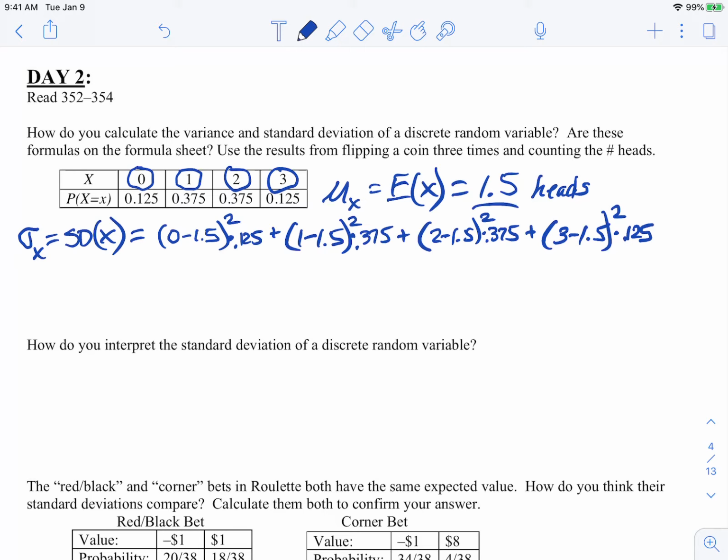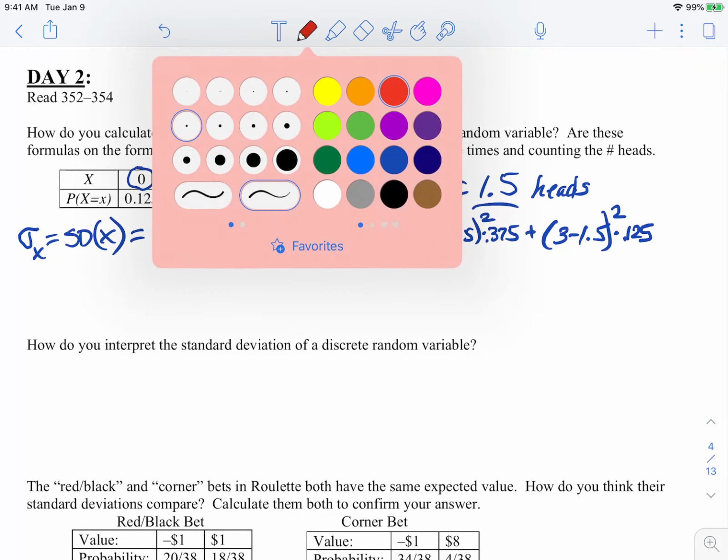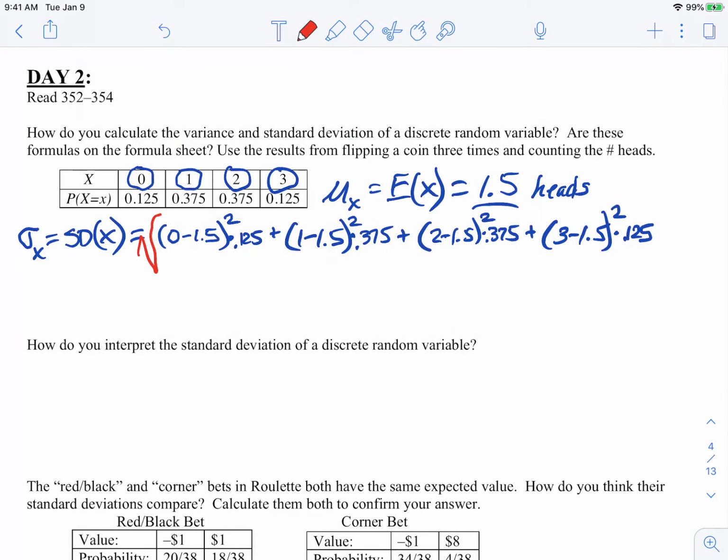That right there, if we left it as is, would be the variance. But we want standard deviation. So because we want standard deviation, we're going to want to take the square root of all of that. We're going to take the square root of all of that, and that should give us the answer that we got.